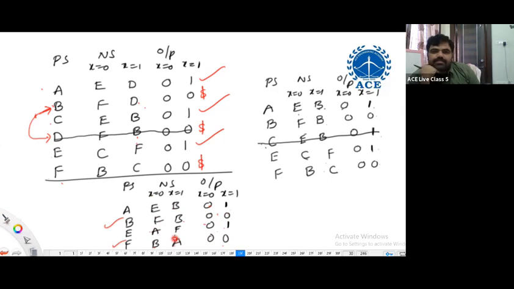So no further minimization is possible. Then what can we say? This is the minimum possible, this is the minimization. How many states are there after minimization? 4 states. How many states are redundant? 2 states are redundant. Right, 2 states are redundant.